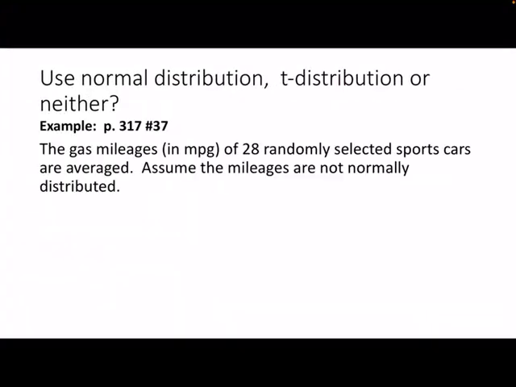Here's an example. It's from your textbook. Let's read it. The gas mileages in miles per gallon of 28 randomly selected sports cars are averaged. So we find the mean. We're not going to actually be able to work this out because we're not told the average, but let's see if this would be a normal distribution, a t-distribution, or neither. So what is our n? 28 randomly selected sports cars. Our n is 28. Notice that's less than 30.